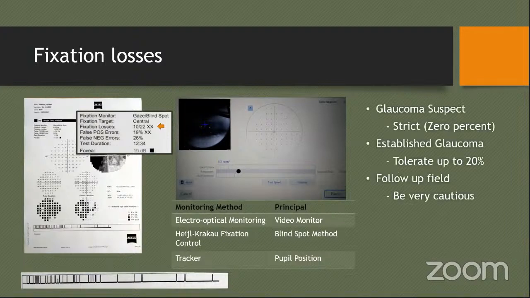As I said, the acceptance again depends upon what type of strategy we are using. And in a glaucoma suspect, definitely we don't want any fixation loss, because here we have to make an early decision for the diagnosis of glaucoma.